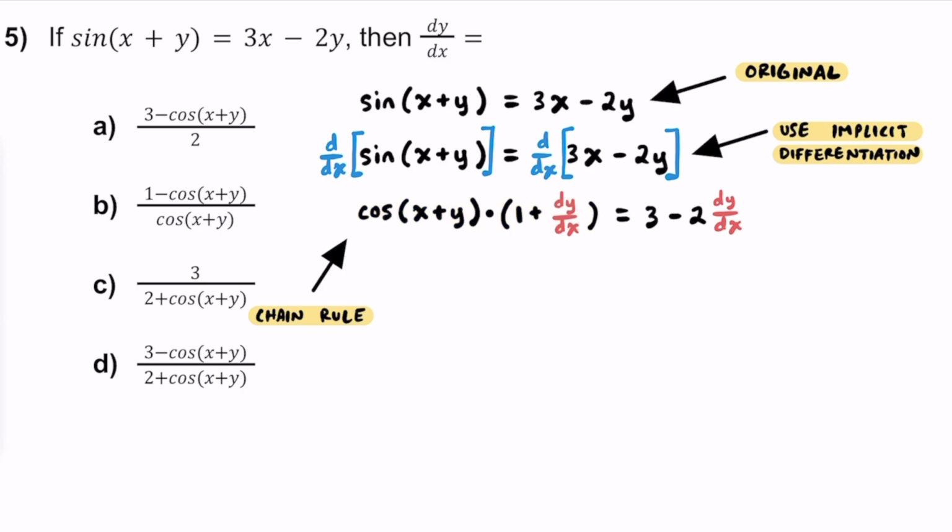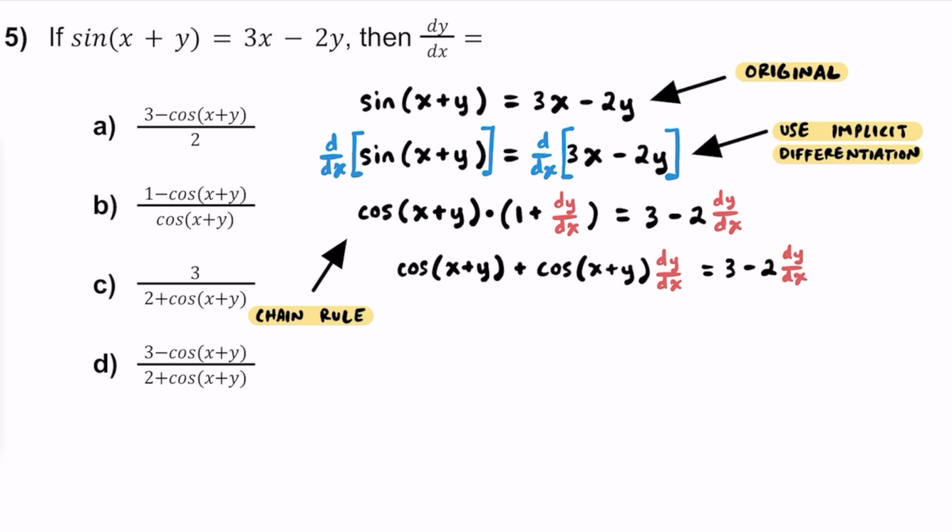All right, now remember, we're trying to find out what dy dx is, so let's go ahead and see if we can use some algebra and just get these two dy dx's and consolidate them into one. Let's start by taking this cosine of x plus y and distributing it to both of these terms inside here. If we do that, we're going to get, and on the right side of the equation, we're just going to keep this 3 minus 2 times this dy dx.